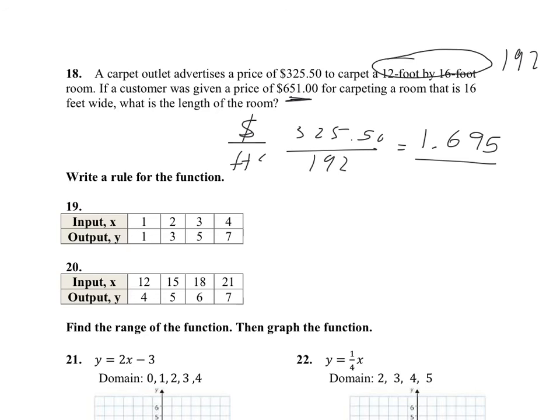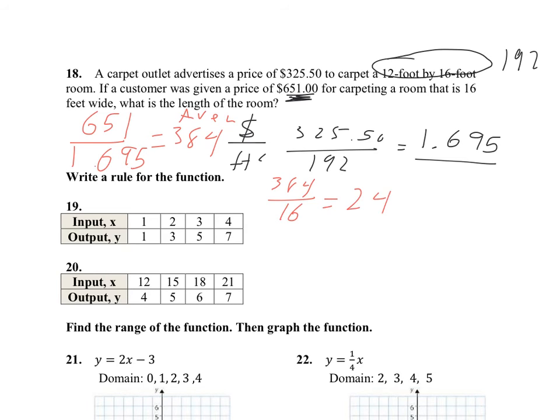Okay, well, we know that this is how much it costs total, so let's divide this number and that number. So we'll go 651 divided by 1.695, which comes out to pretty close to 384. Okay, I'm just going to say it's 384. Now this is the total area. Well, we don't need the total area, as we already know the width of the room. Let's just find the length. So we'll just take 384 and divide by 16, and you should come up with 24 feet.